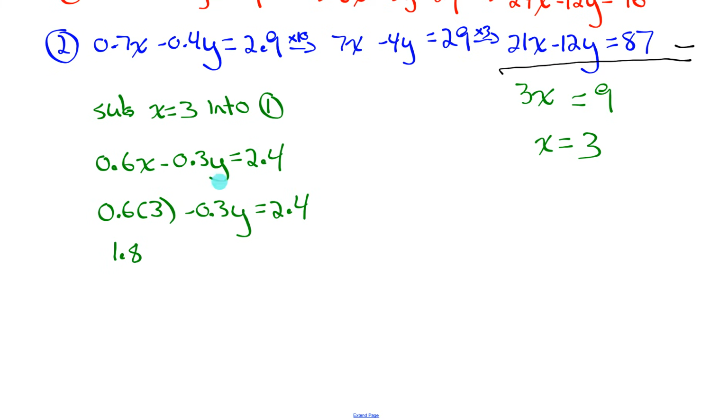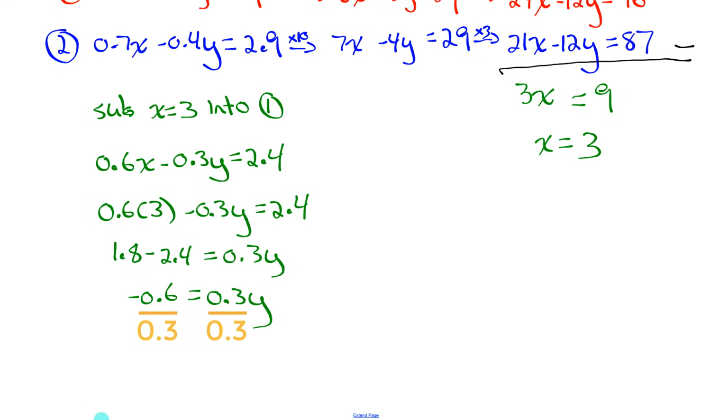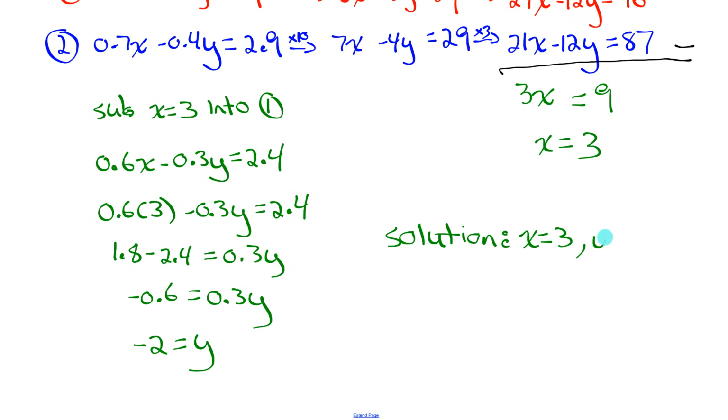I'm going to take this 2.4, bring it to the left, so it becomes negative 2.4. And I took that y term, I'm going to move it to the right, it becomes positive 0.3y. So I've got negative 0.6 equals 0.3y. Divide the coefficient of 0.3 to the other side. Negative 0.6 divided by 0.3 is negative 2. So my solution here is x equals 3, y equals negative 2.